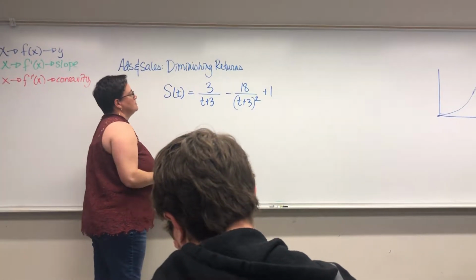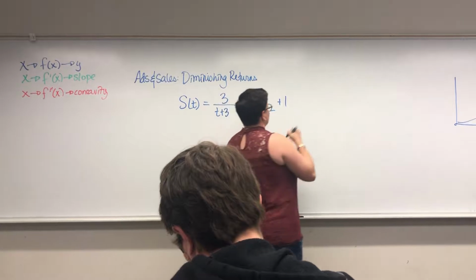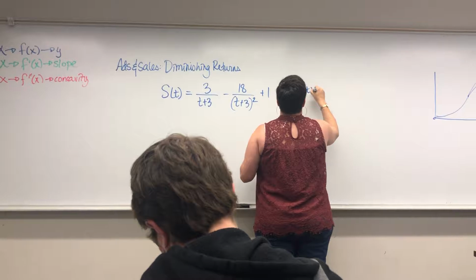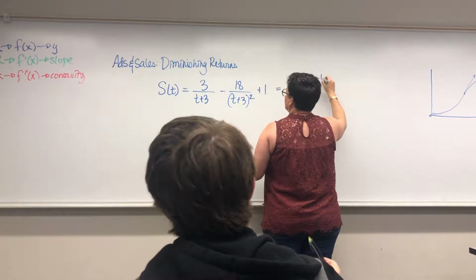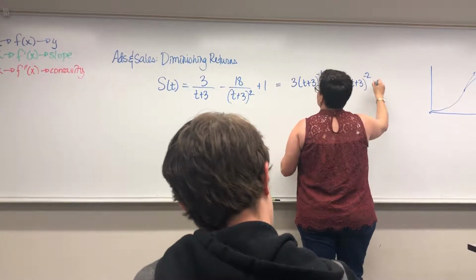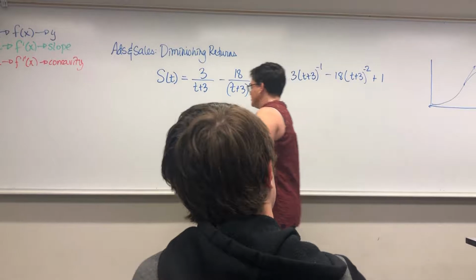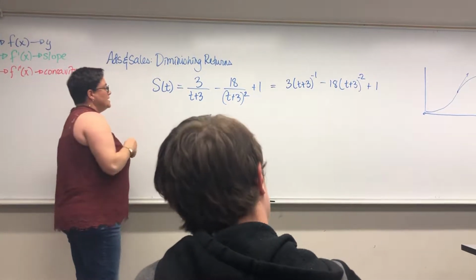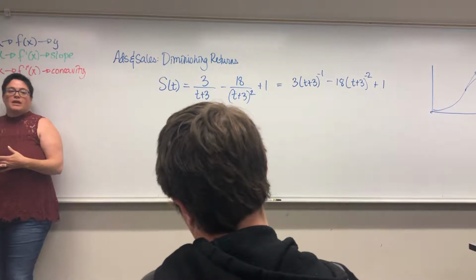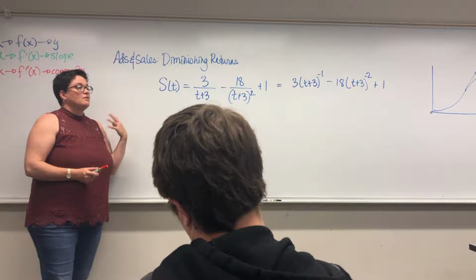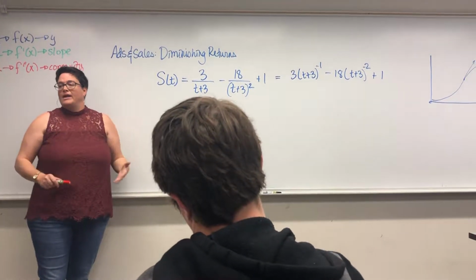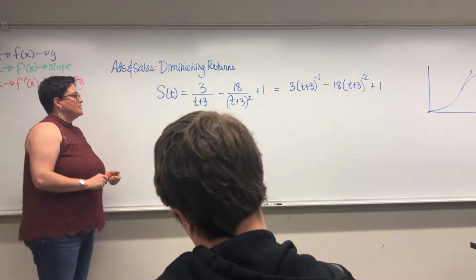Pretty ugly. Can I make it pretty? Yeah, just bring everything up top. So I'm gonna go 3 times the quantity t plus 3 to the negative 1 minus 18 times t plus 3 to the negative 2 plus 1. I have not taken a derivative yet. It is important to label the left-hand side of your problems, guys. We're gonna get to the point where we're working with a lot of different functions, and we have to know what's what and where to shove what, when. So labeling is really useful.